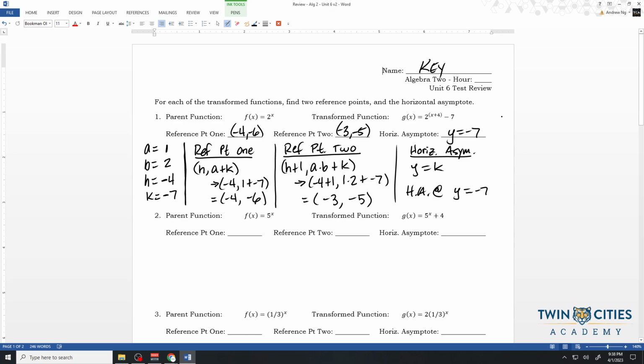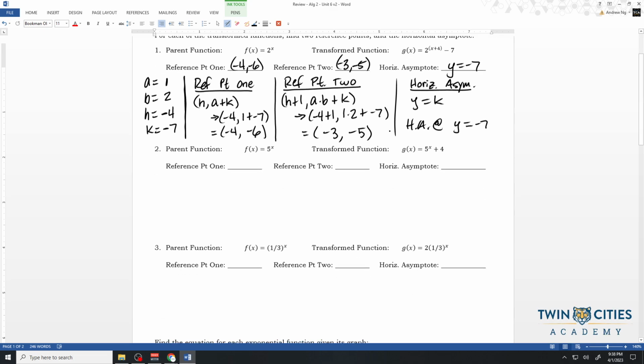All right, let's go to the second one. For the second one, this is 5 to the x and then plus 4 at the end. Again, I'm going to start out by finding a, b, h, and k. I always start at the very end. K is the number that's being added or subtracted at the end. So I've got 4. K is 4.